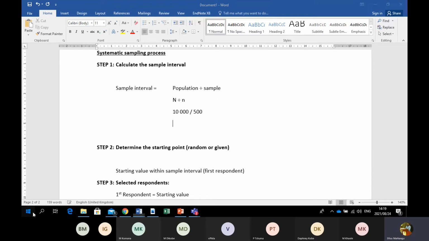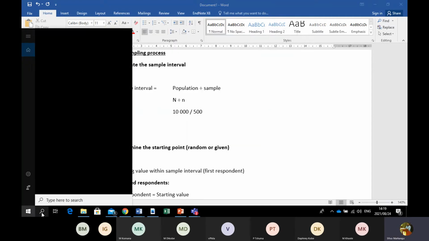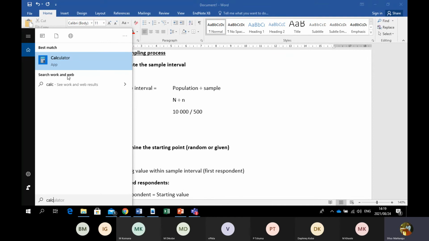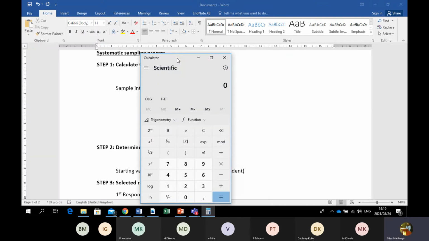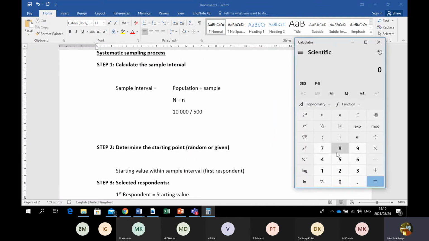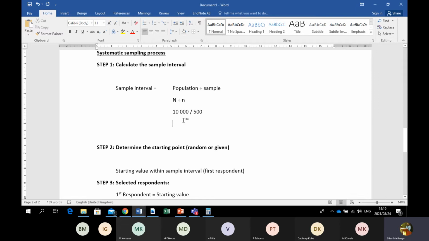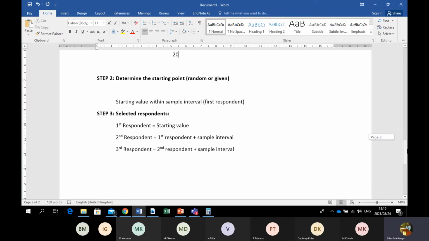of 20, I think, but it's always good to use a calculator, even if it seems like a number that you can guess easily. You don't want to make a lot of mistakes based on such a careless mistake. So 10,000 divided by 500, that is 20. So our sample interval is 20. You get marks for that. You continue to the next step.